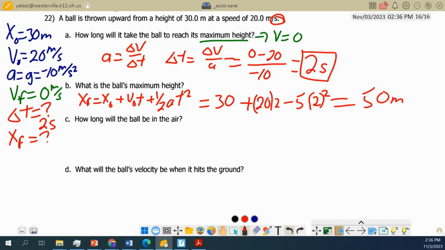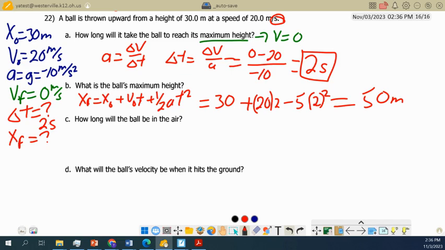Okay. How long will the ball be in the air? There are 2 ways we can do this. I will take a moment and show both. The first one is the easiest from a math perspective, but it doesn't help as much from a pictorial perspective. We'll come back to that.